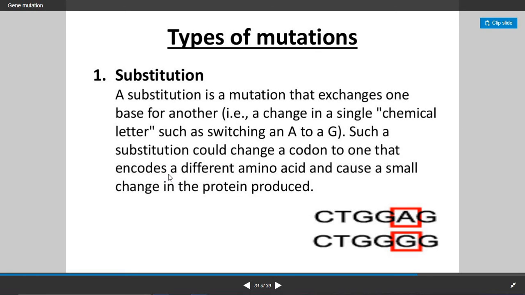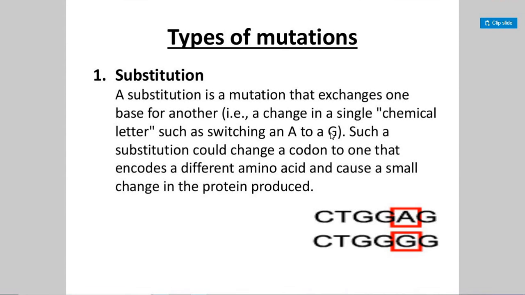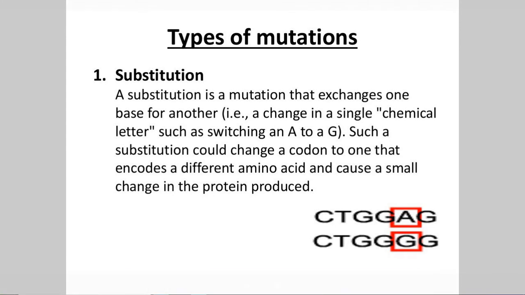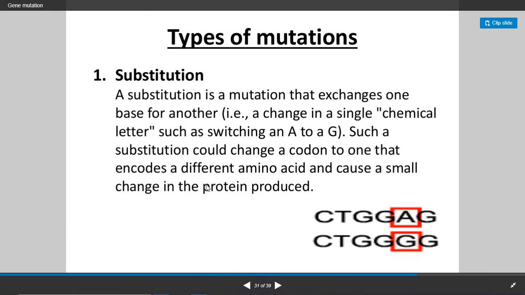In the different types of gene mutation, we have the first type, that is substitution. Now what is the substitution type of gene mutation? It is a mutation that exchanges one base for another, that is a change in a single chemical letter, such as switching an A to a G. Such a substitution could change a codon to one that encodes a different amino acid and cause a small change in the protein produced.